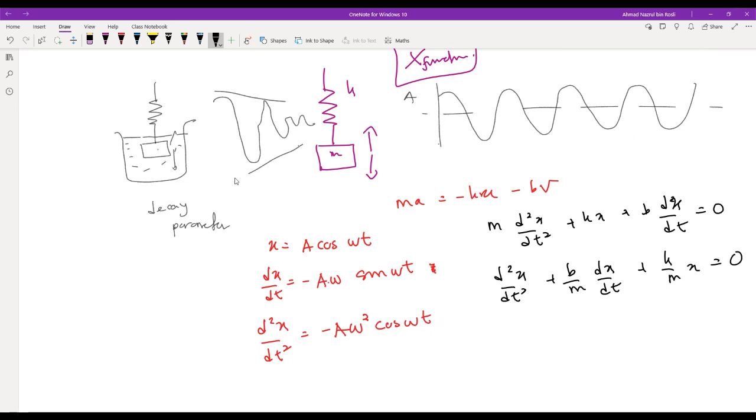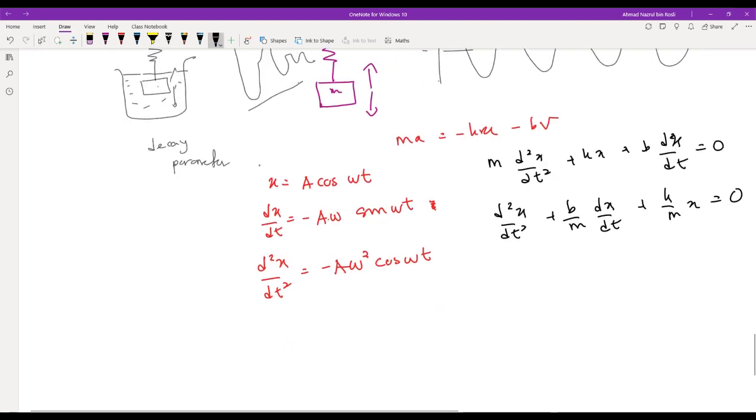So I rearranged it. Imagine that here we have d square x over dt square, and we try to substitute. d square x over dt square is equal to minus a omega square cos omega t, and then plus b over m dx over dt, which is minus a omega sine omega t, and then plus k over m x, which is a cos omega t, equal to 0.